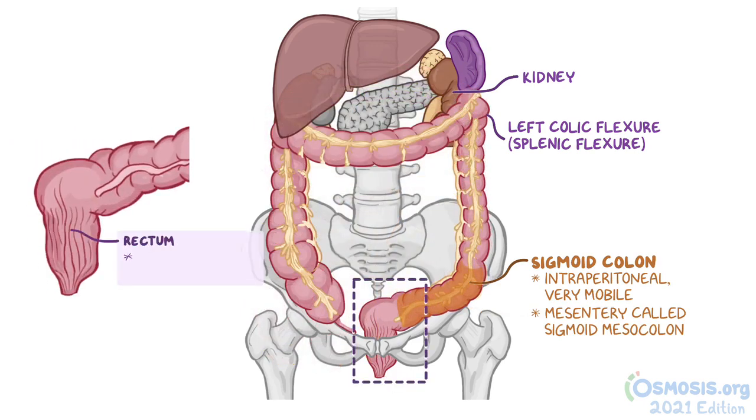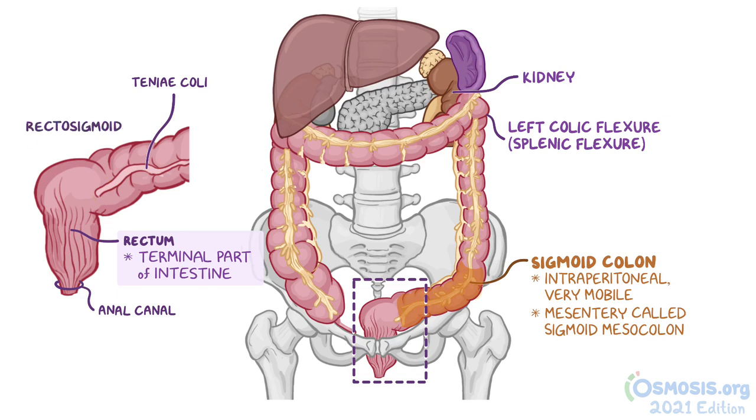The rectum is the terminal part of the large intestine, is fixed retroperitoneally, and is continuous inferiorly as the anal canal. Also note that the Taeniae coli mentioned previously end at the rectum, where they form a continuous muscle layer, and this transition point indicates the rectosigmoid junction.